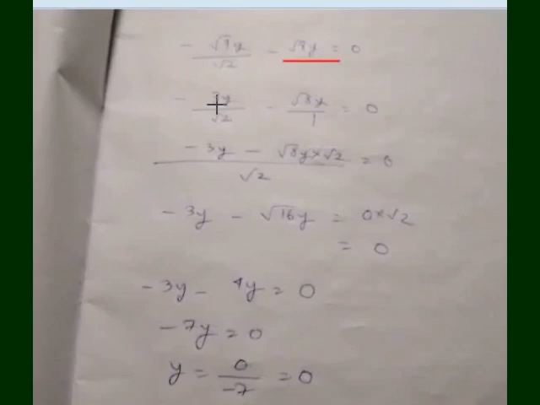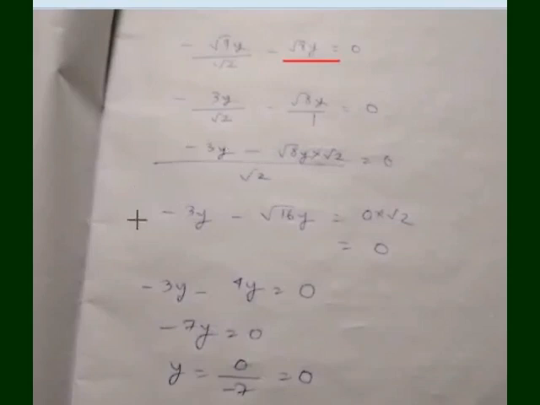Root 9 means 3, so it will be minus 3y by root 2 minus root 8y by 1 is equal to 0. Take the LCM of root 2 and 1, it will become root 2. Divide this root 2 by this root 2, you get 1. 1 is multiplied with the minus 3y, it will be minus 3y. And next, minus is here. Next divide root 2 and 1, and you get root 2. So this root 2 will be multiplied with the root 8y. So root 8y into root 2 is equal to 0.